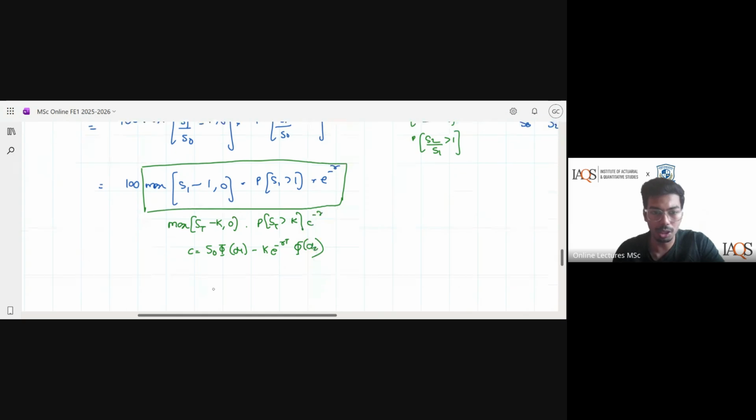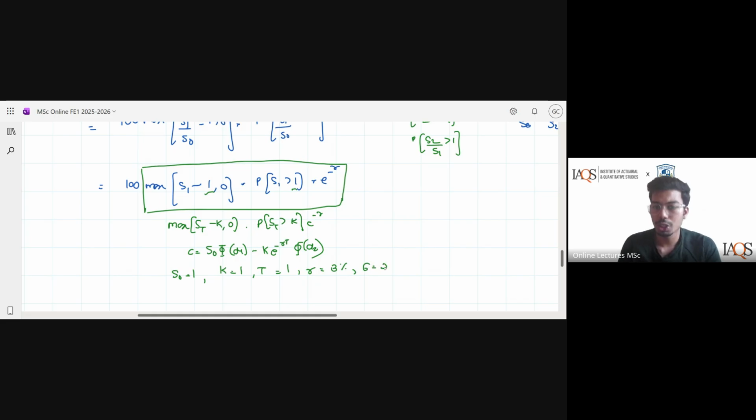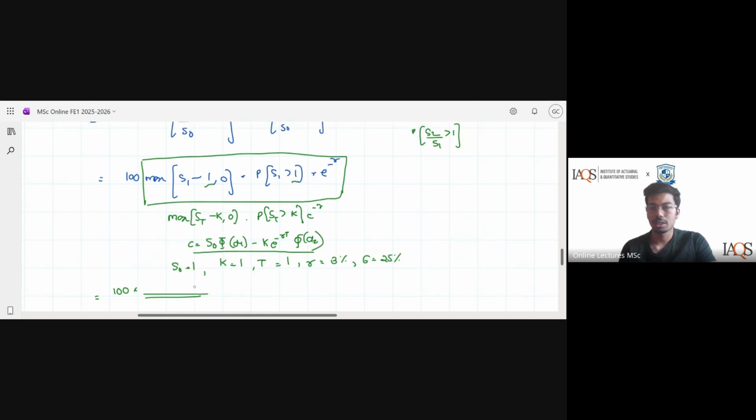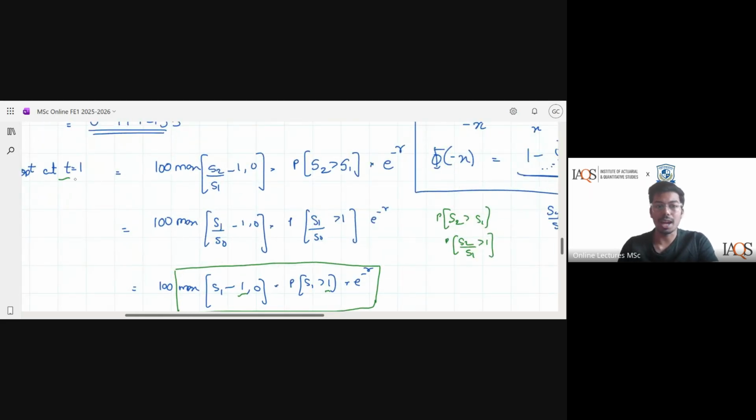Using my Black-Scholes framework, we know S0 is 1. The value of K is also 1. I know the time to maturity is also 1 year. I know the risk-free rate is 3%. I know sigma is 25%. Use the Black-Scholes formula. Calculate the box part. Once you get the box part, we'll just multiply it with 100 to get the price of the derivative at time 1.